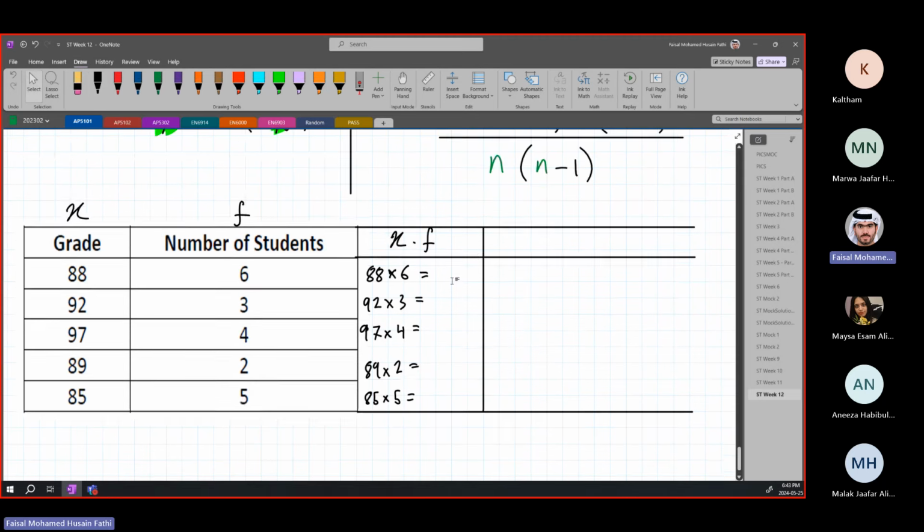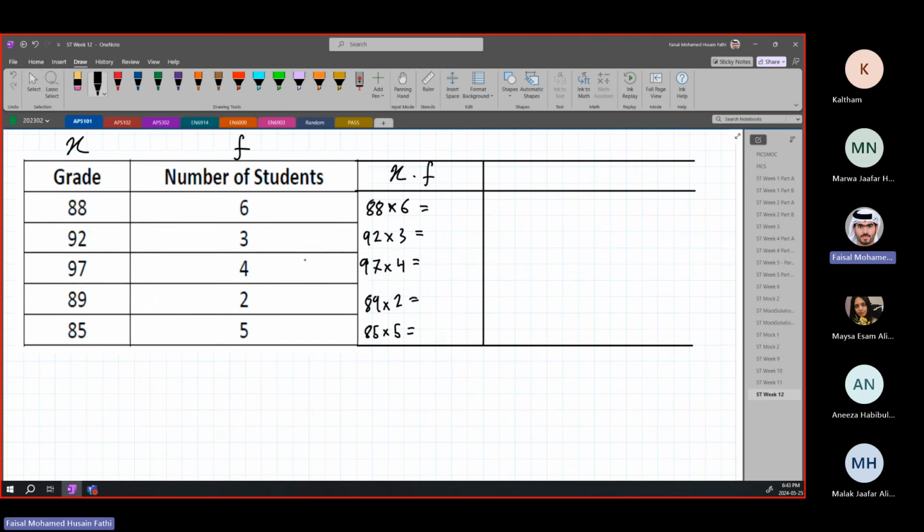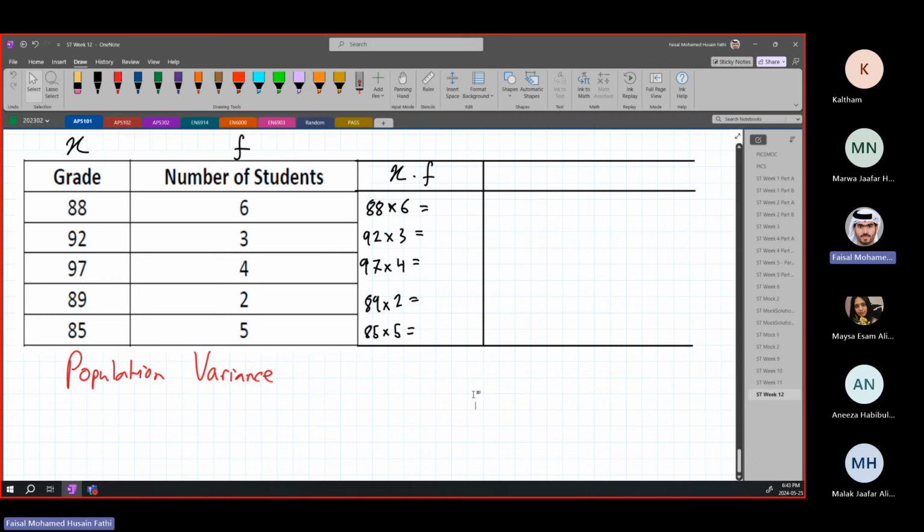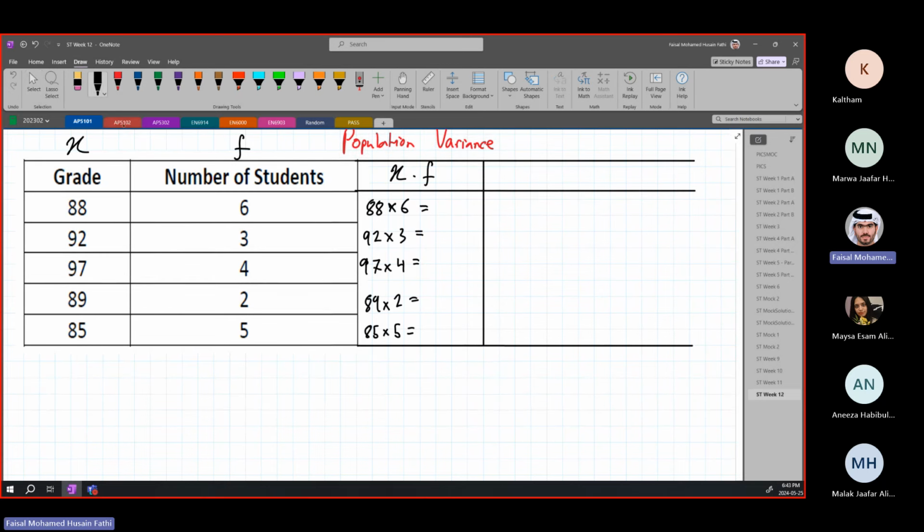One note. It was given in the question that this is for population variance. This will always be mentioned in the question, whether it's population or sample variance. So we're going to be using the population variance equations. I'm just going to keep this a bit smaller, up here, population variance.